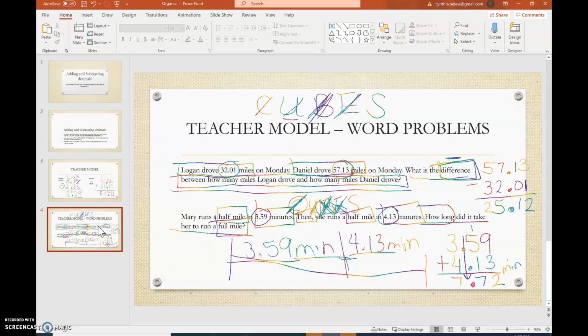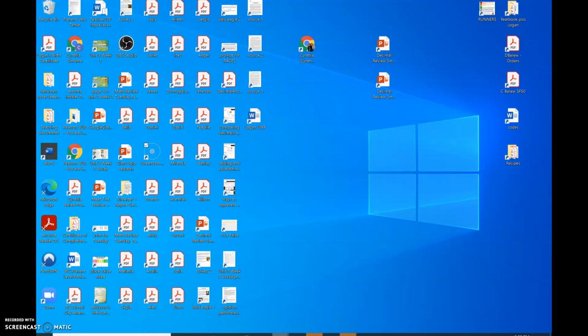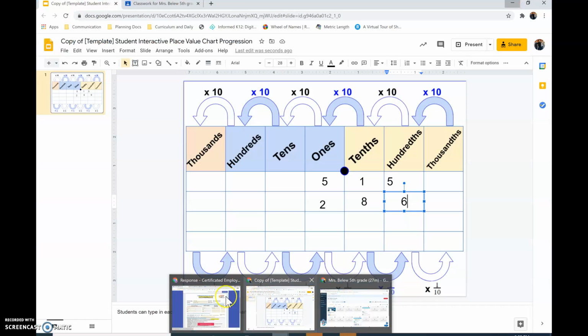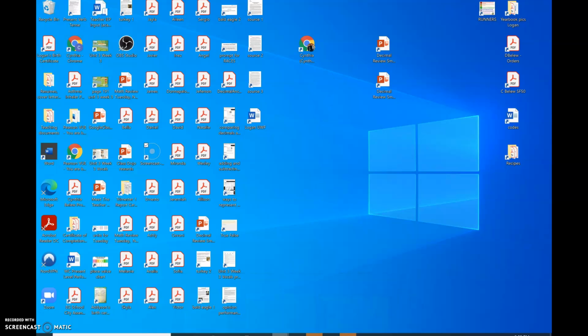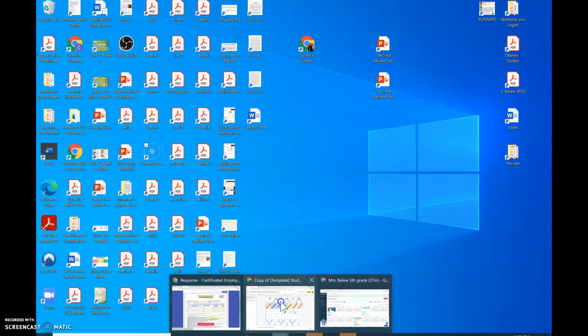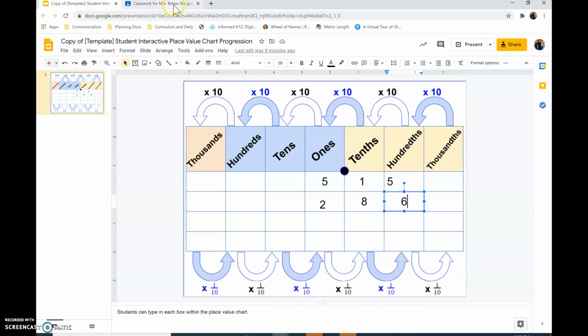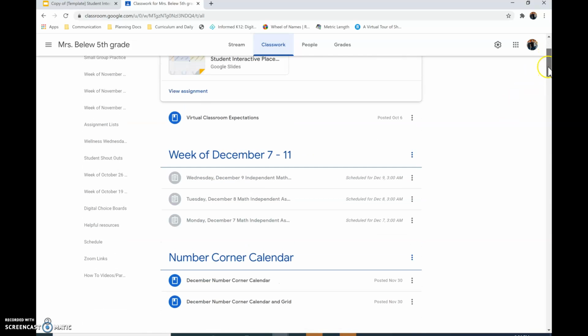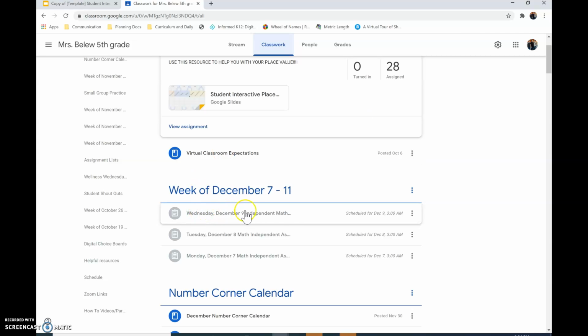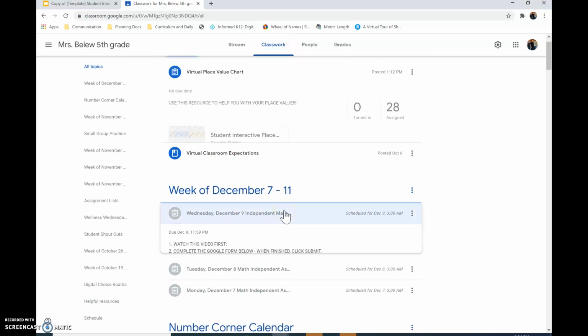Okay, so now you get to practice. Let me show you what you're going to do. You're going to go to our Google Classroom. Doesn't want to open for me. There we go. Google Classroom and classwork. You're going to click on the assignment that says Wednesday, December 9th, Independent Math.